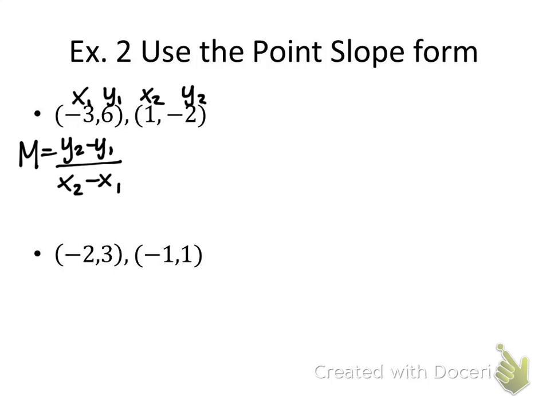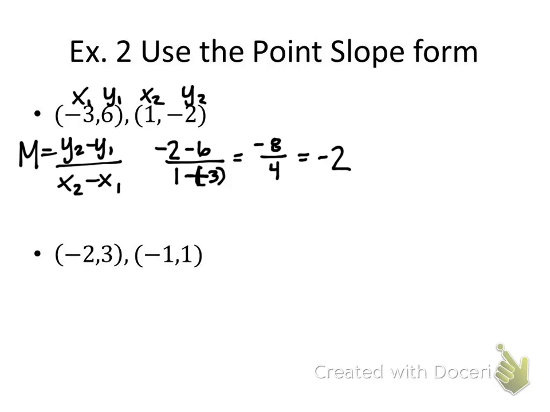All right, so let's plug it in. I'm going to have negative 2 minus 6 over 1 minus negative 3. So I know that's going to become a positive. Negative 8 over 4, which gives me negative 2 as my m. Now if you look, I've got two different points. Guess what? You can use either one. It does not matter. Either point.